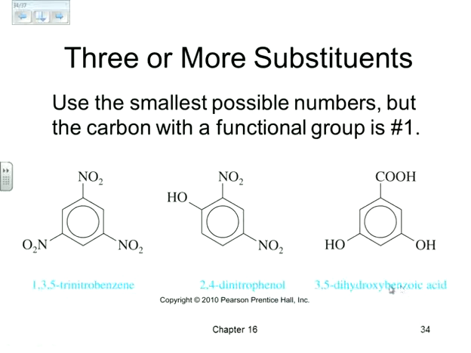And over here, let's see, the parent name is benzoic acid. So which one do you think is number one? Yeah, it's the carboxylic acid, which is this one right here. So then these are 1, 2, 3, 4.